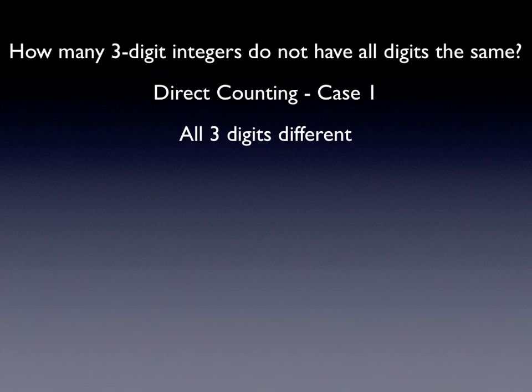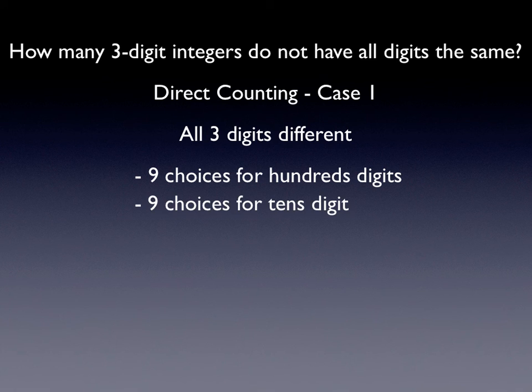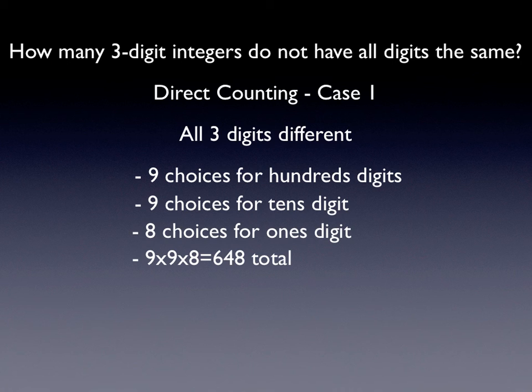Let's consider the case where all 3 digits are different. There's 9 choices for the hundreds digit, since it could be a number from 1 to 9. There's 9 choices for the tens digit. It could be a digit from 0 to 9, but it couldn't be the one that we've chosen for the hundreds digit. There's 8 choices for the ones digit. You could choose it from 0 to 9, but you cannot let it be the number that you used in the hundreds digit or the tens digit. So 2 choices are out, so you have 10 minus 2 equals 8. Since when we choose them, they're independent, we have 9 times 9 times 8 equals 648 total ways.